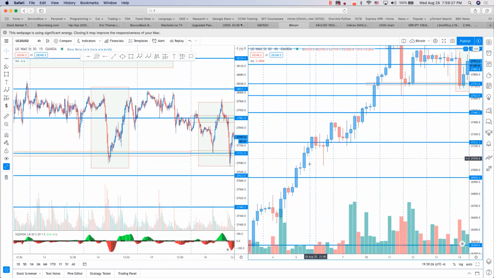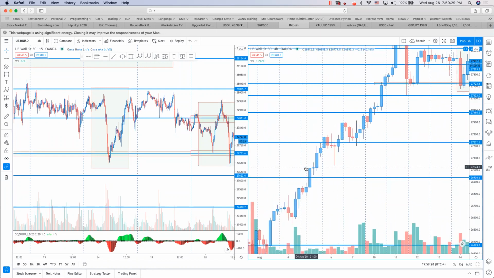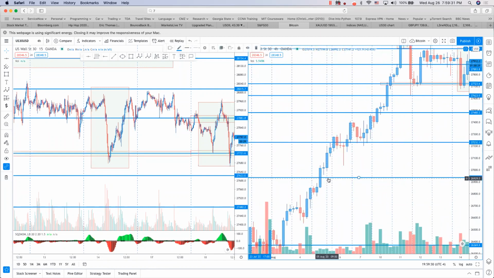Here's another example. It's probably a zone in between here somewhere, right? This probably broke out from a zone. So let's see, yeah, of course, this 2,700. 2,700 is right here. So of course there's a zone right here, right? There's a zone right here, right?